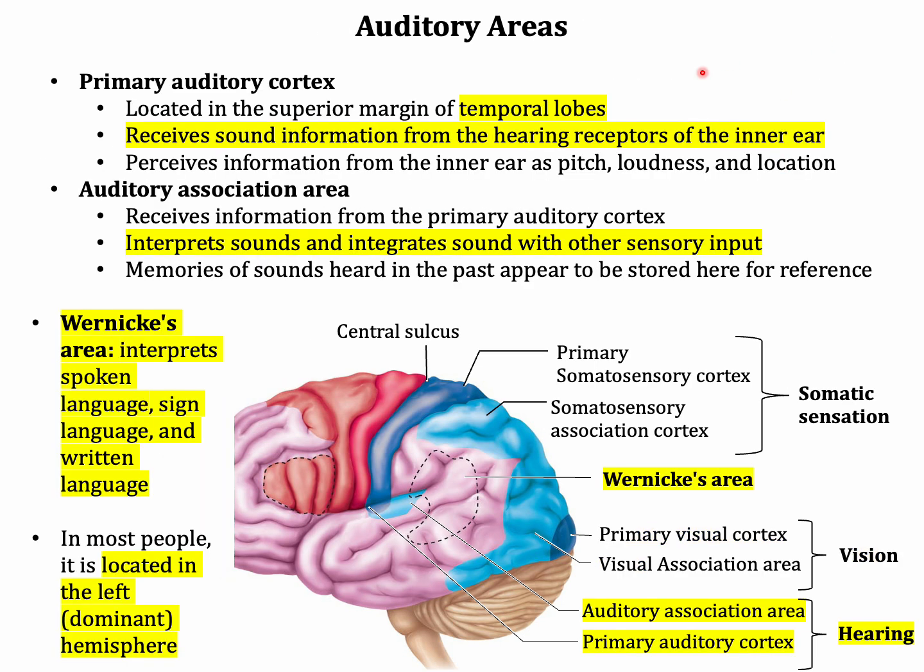Auditory areas, there's a primary and an association area. This occurs in the temporal lobe. So primary is where sound information is first received. Association is where it is interpreted.